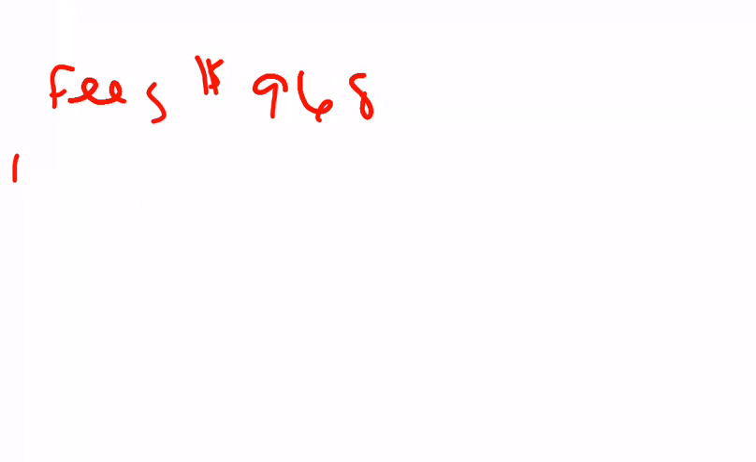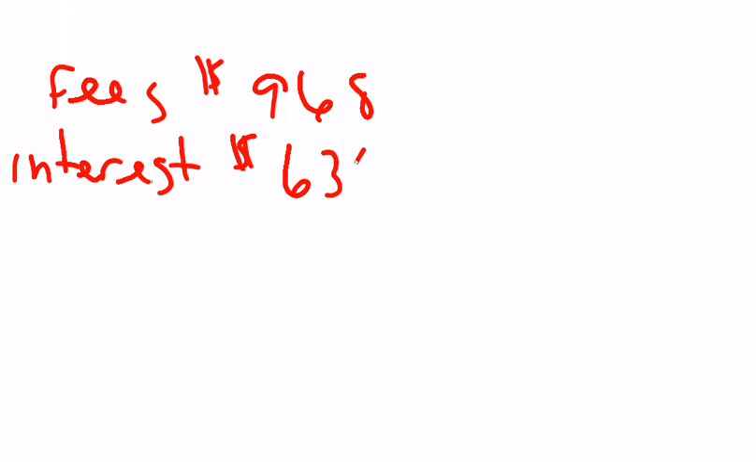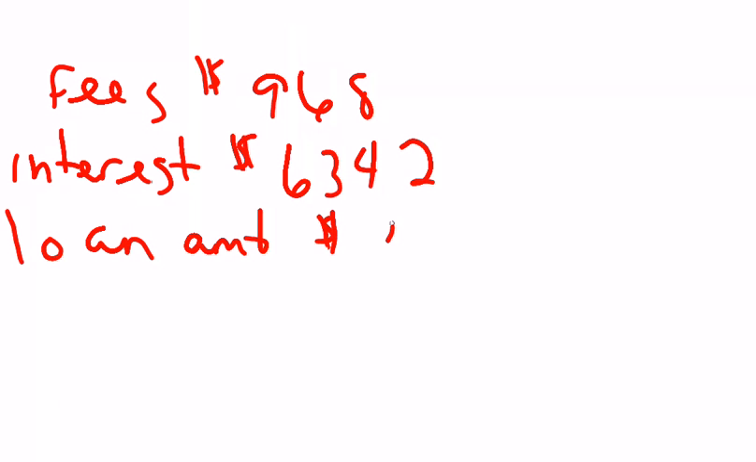Okay, finding APR. So they always talk about APR, annual percentage rate. This is any fees plus the interest divided by the loan amount. So for example, if they say the fees were $968 and the interest was $6,342 and the loan amount was $90,180. What is the APR?